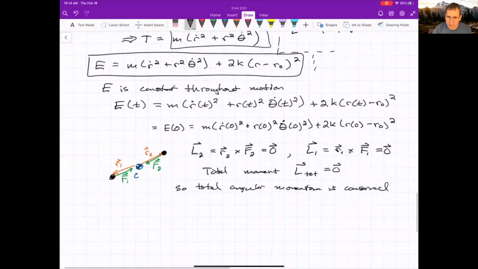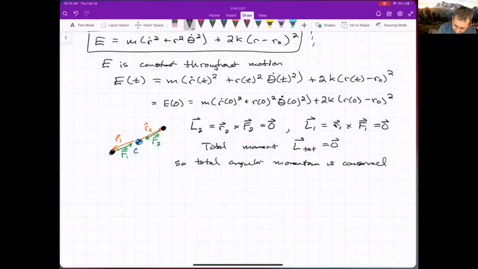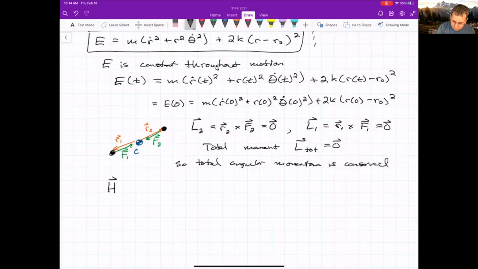But now we've got to write what that angular momentum is. The total angular momentum, I'll just write it as H. And remember, we're thinking of angular momentum as a vector now. It may only have one component, the out of the screen component, but right now we're writing it as a vector. H equals the angular momentum of particle 1 with respect to the center of mass, just so it's clear, there has to be a reference point, plus angular momentum of particle 2 with respect to the center of mass.